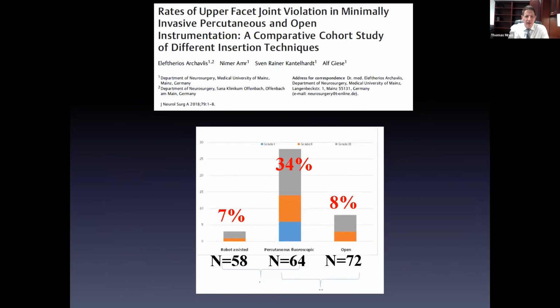Yet another study by a different group looked at rates of upper facet joint violation with MIS percutaneous screws compared to open instrumentation. This was a comparative cohort study. What they found is that robotic surgery had the least amount of facet joint violations at 7%, with 8% for the open group. And believe it or not, fluoroscopically assisted percutaneously placed pedicle screws had the higher incidence. You would ask yourself, why would that be? I think part of the reason is there are differences in technique in terms of how the AP and lateral fluoro is utilized.